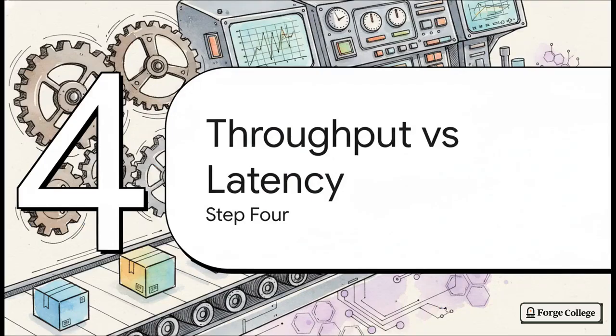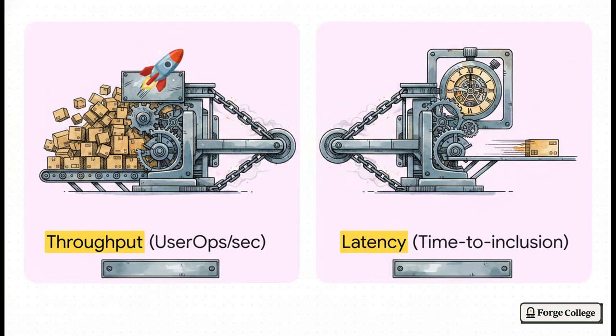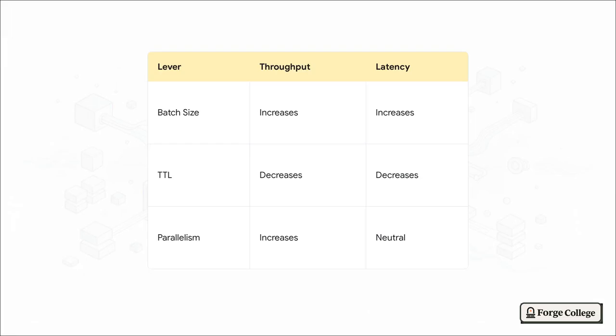Let's hit step 4, throughput versus latency. So now that the engine is actually running, we have to look at the control panel and tune its efficiency. And here we run into a classic engineering tug of war. On one side, you have throughput, how many UserOps per second we can actually process. On the other side, latency, the time to inclusion for a single UserOp. The catch? You literally cannot max out both of these at the exact same time. If you want larger bundles for better throughput, you are forcing early UserOps to just sit and wait, which intrinsically increases their latency.